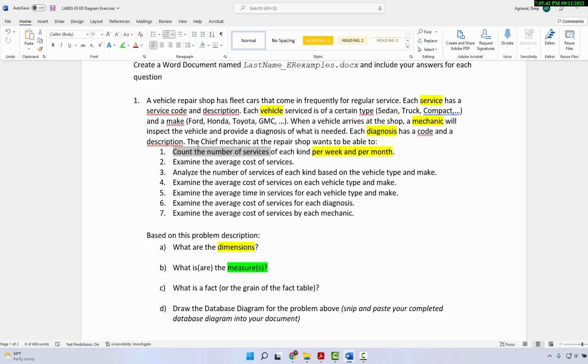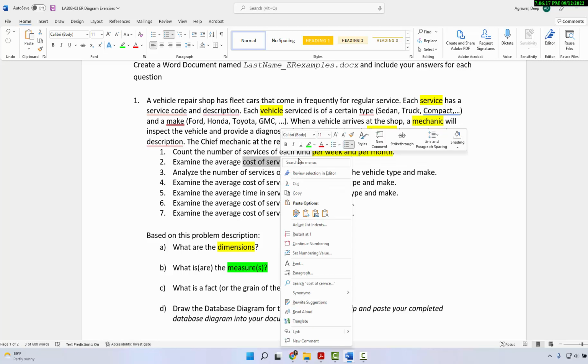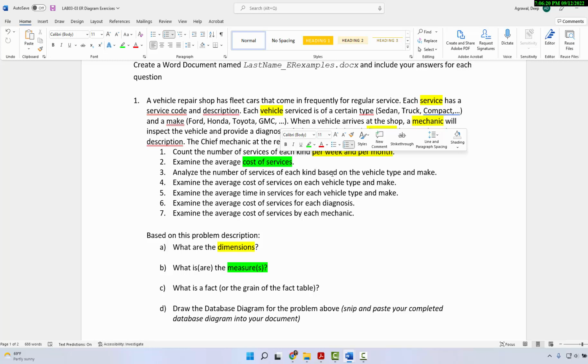Well, count is an aggregate function, and based on your knowledge of SQL, you know that if you wanted to count something, you already have services and you can just count how many rows. So we don't need to have the count of services as one of the measures. We can easily calculate it based on what we have so far. Then examine the average cost of services. So average is again an aggregate function, but cost of services looks like a numerical value that we will be dealing with, and we have not captured it anywhere. So this is going to be one of our measures.